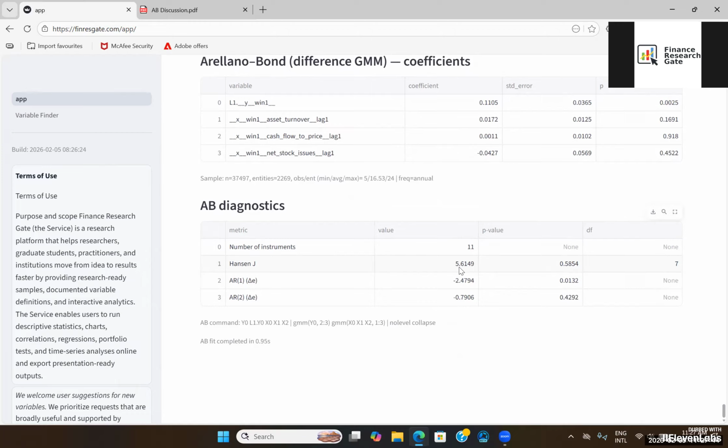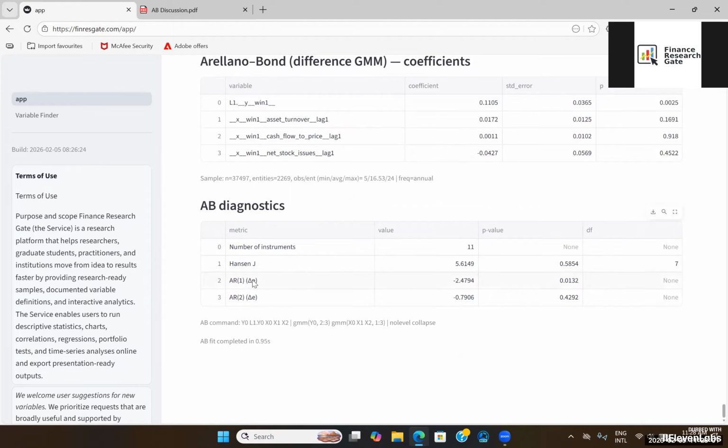So, the null hypothesis in this situation is that all instruments you are using are not correlated with the error term. Our analysis leads us to fail to reject the null hypothesis, which then means we can confidently proceed forward and safely assume that our chosen instruments are indeed not correlated with the error term.